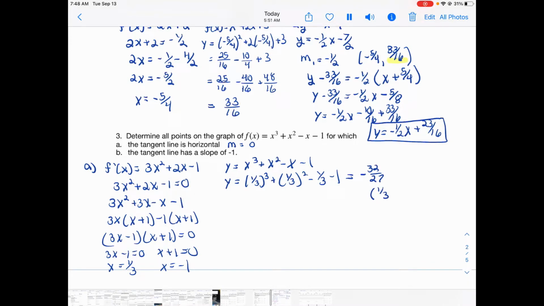So one point on the graph where the tangent line is horizontal is 1/3 and negative 32/27. Now find the second point. I'm going to replace every x in the original function with negative 1.